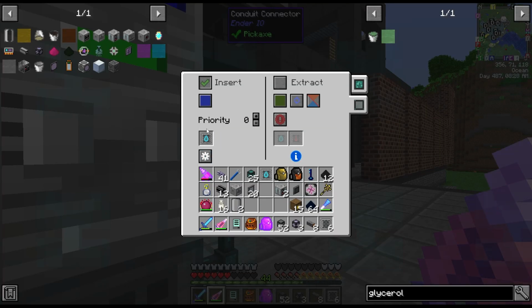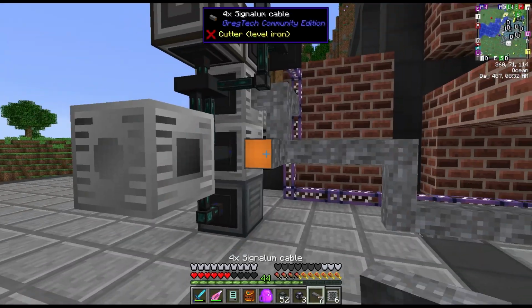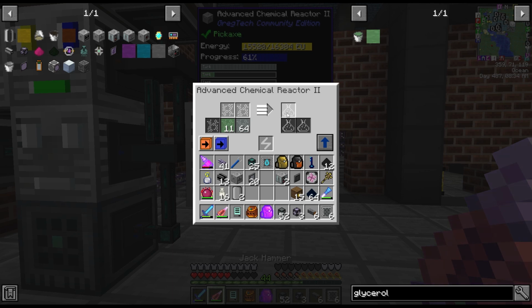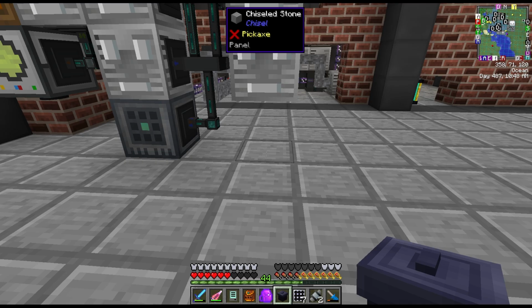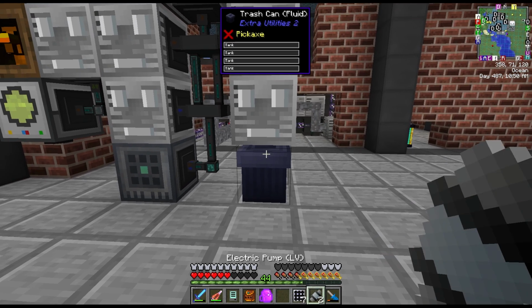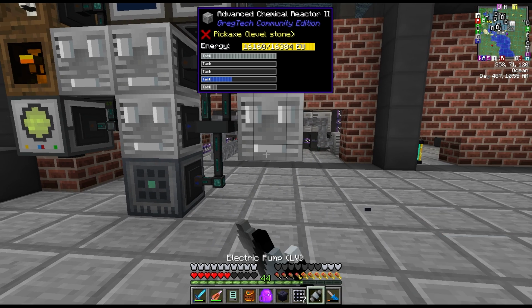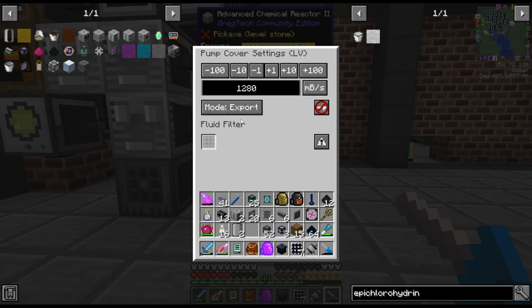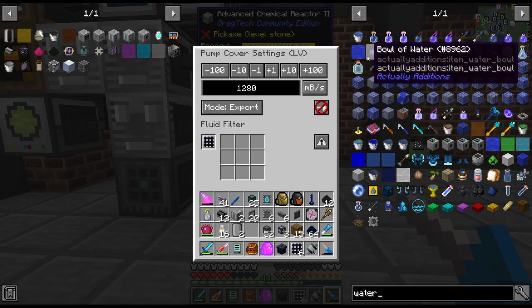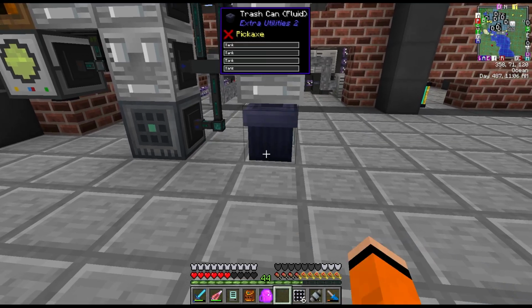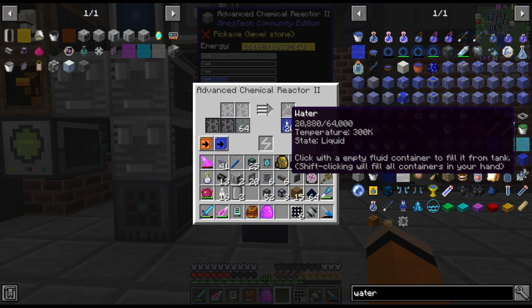And then I've just set some fluid filters on the input here. We'll just give this some power, and this should be our epichlorohydrin. So the water we're going to just put in a trash can here. Wait, I don't want to trash it first. I think it sets it to output, so I want to make sure the filter's set first. So we're going to filter this for water, and then put the trash can down. That should get rid of all the water in here.